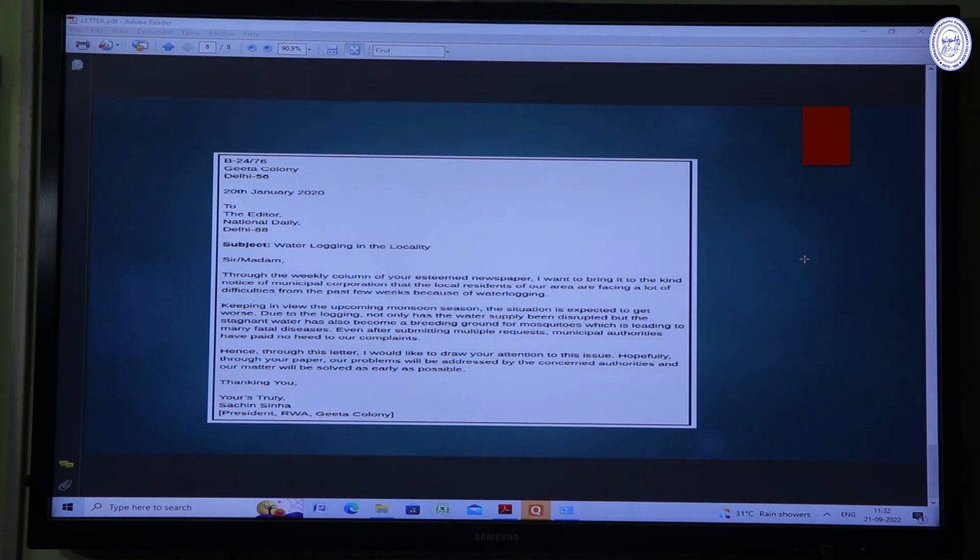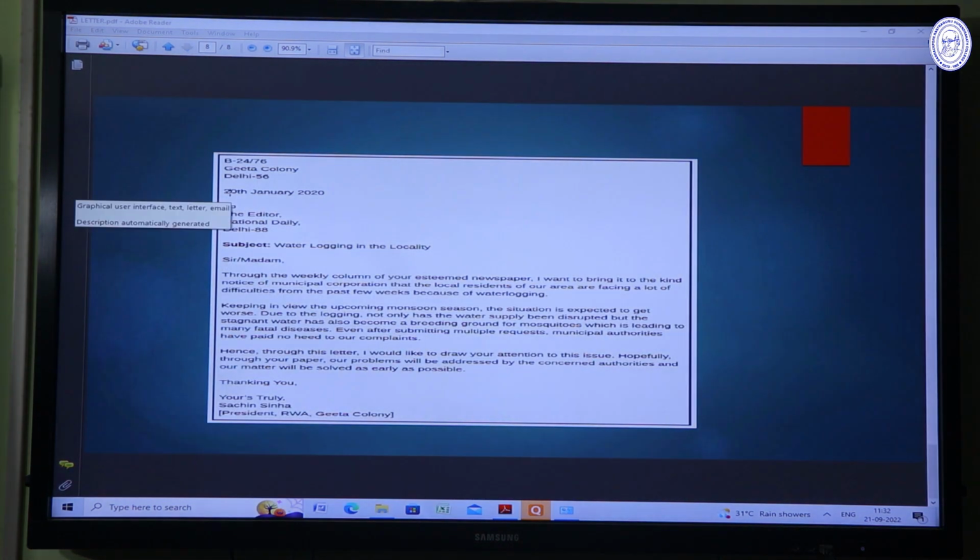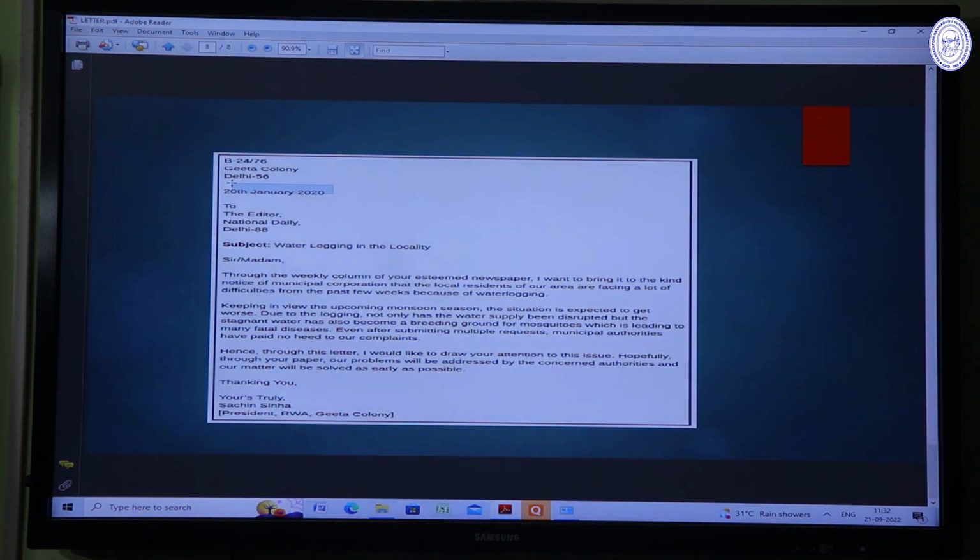As you can see on the screen, everything starts from the left. At the top, you first write the sender's address, followed by the date, see, 20th January 2020. Then you have the receiver's designation and the receiver's address: the person who is supposed to receive your letter, his name, his designation, and his address, right?